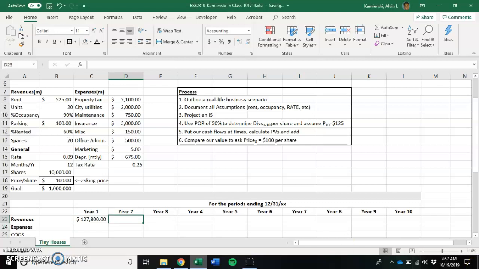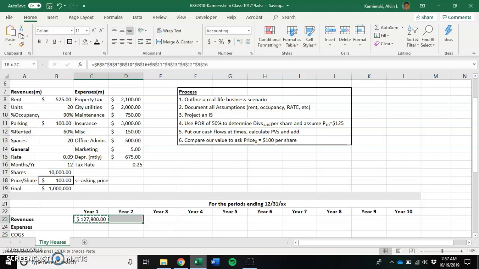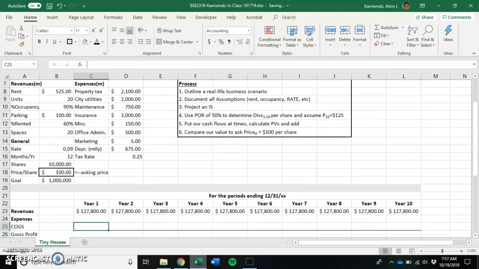We get 127,800. Since none of those numbers are going to move, I'm going to use my F4 key to put dollar signs in front of both the row and column reference to lock the cells, because for this problem, everything will be the same in every period.